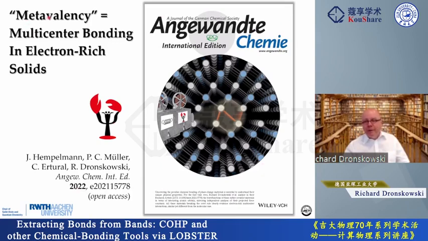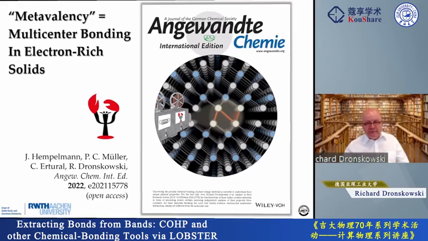And this is the take-home message for today. Metavalency in phase change materials is just multi-center bonding in electron-rich solids, not molecules. The phenomenon is known for decades already, but there was no tool to detect it in solid-state materials. And since Lobster is there, Lobster can automatically detect it because it extracts 3-center, 4-center, 5-center bonds, and so forth.